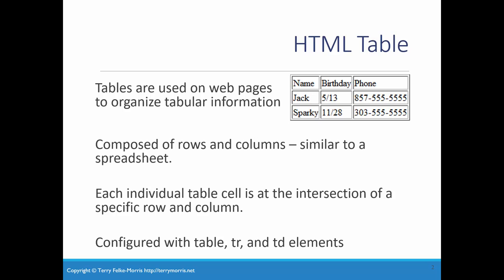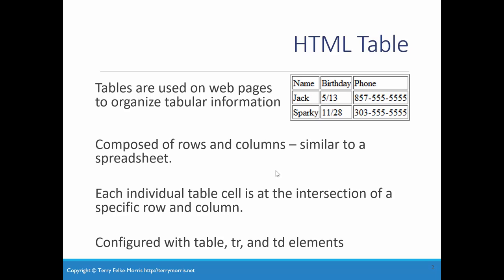So, tables, the big thing is tables are meant for tabular data. A table looks very much like a spreadsheet. It's composed of rows and columns, where rows go across horizontally. So there is one row of data, Jack, 513, 857, 555, 5555, and there is one column of data, name, Jack, and Sparky. So each cell is the intersection of a specific row and column.